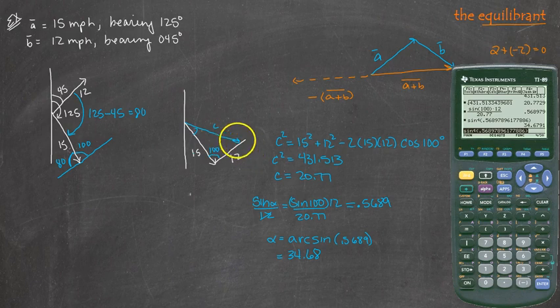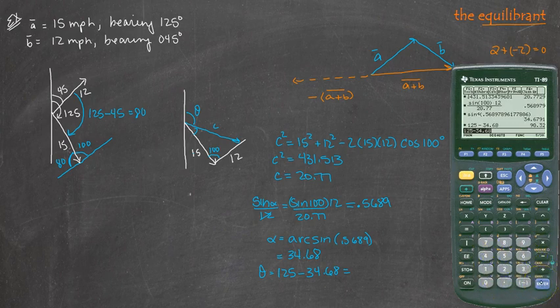So this inside angle is 34.68, but I really want to know what theta is. So theta equals 125, taken from here where I started, minus 34.68, which equals 90.32.